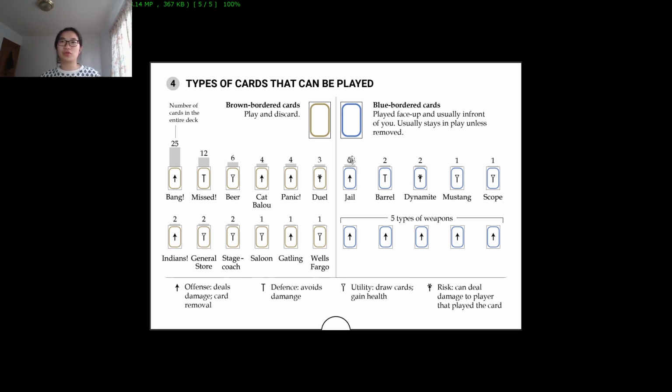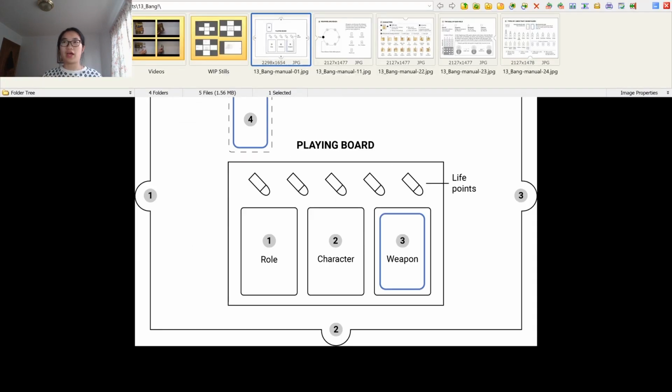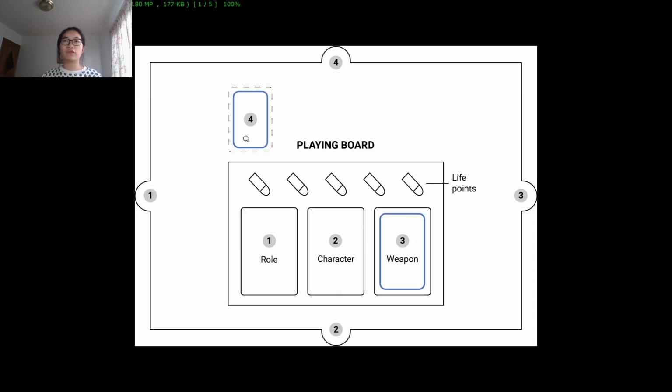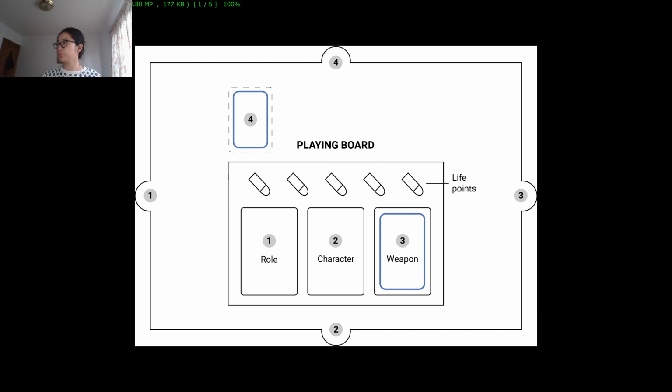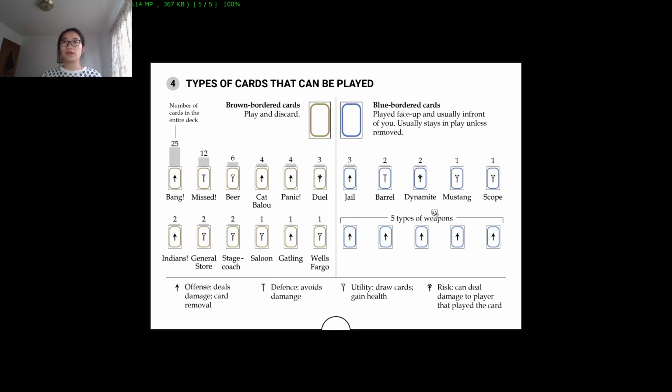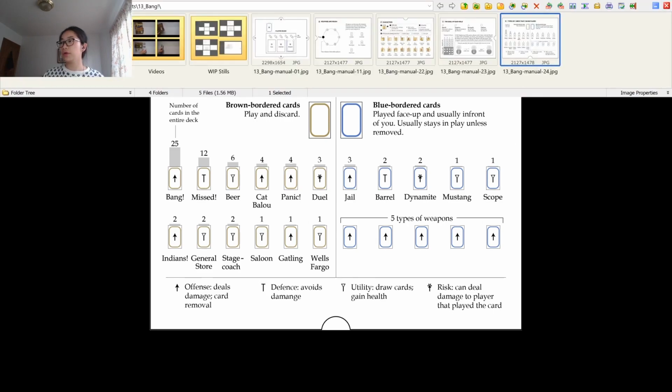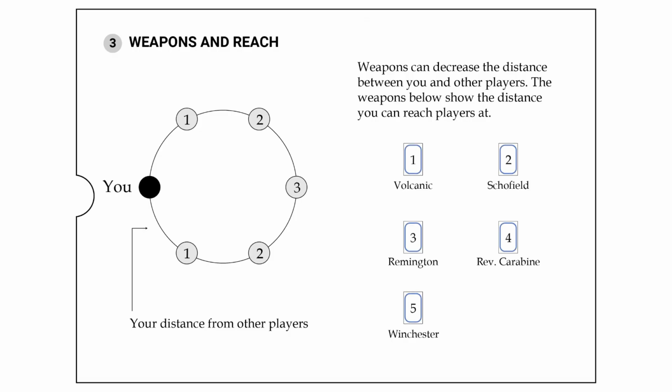Blue colored cards are the ones you usually play in front of you. Remember, we had this playing board in front of you. This is the way you play it. For weapons, you play them over here, on the actual playing board. There are 5 types of weapons, and 5 types of these other cards you can play in front of you. I can explain more about weapons.